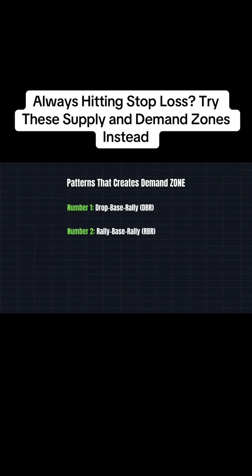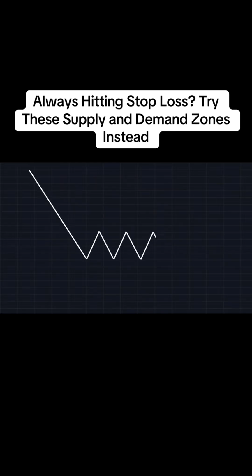This is the most powerful reversal pattern. Price is falling, it pauses for a few candles to make a base, and then it literally explodes upward. That tiny base is your demand zone. It shows sellers were in control, then price paused while buyers ate up all the selling, and then the buyers took over with insane force.